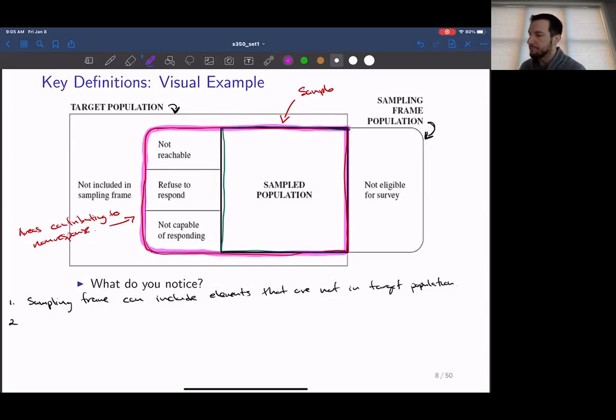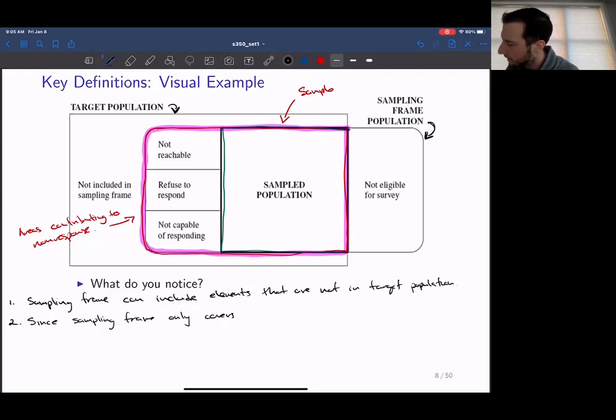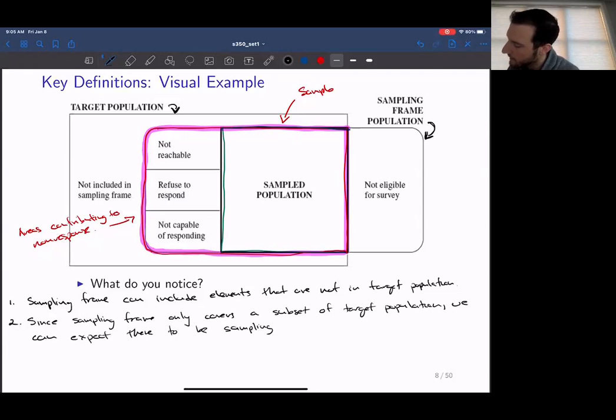Now, as a result of that, since the sampling frame only covers a subset of the target population, we can expect there to be, it's a weird sentence, we can expect there to be sampling error, right?